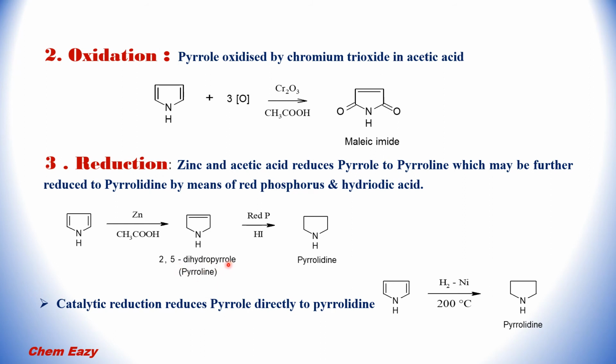Further reduction of this pyrroline with red phosphorus in the presence of hydriodic acid will be completely reduced and gives pyrrolidine. So this one is tetrahydropyrrole, and this pyrrolidine can be obtained directly from pyrrole by catalytic reduction.